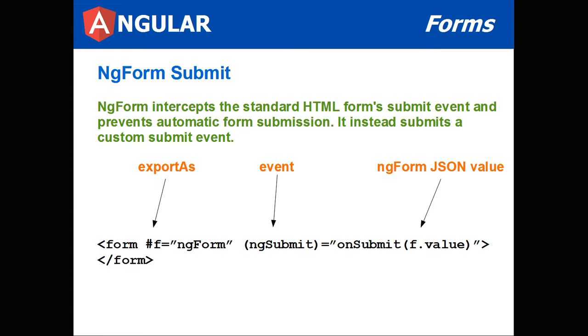Okay, say ngSubmit. NgForm intercepts the standard HTML form submit event and prevents automatic form submission. It instead submits a custom submit event. So notice in this particular statement, you've got the exportAs notation. f is the form object. NgForm is the binding to the backend object, but in this case here, it's just really binding to the form data on the template.